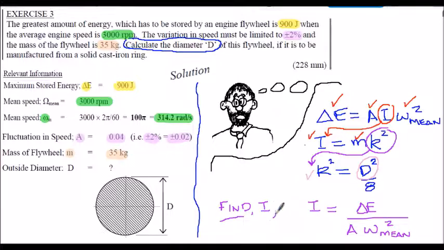Then to find the I value, we need to rearrange the change in energy equation. So we divide both sides by k and the omega mean squared. So this is our transposition. I'll let you finish the question from there.